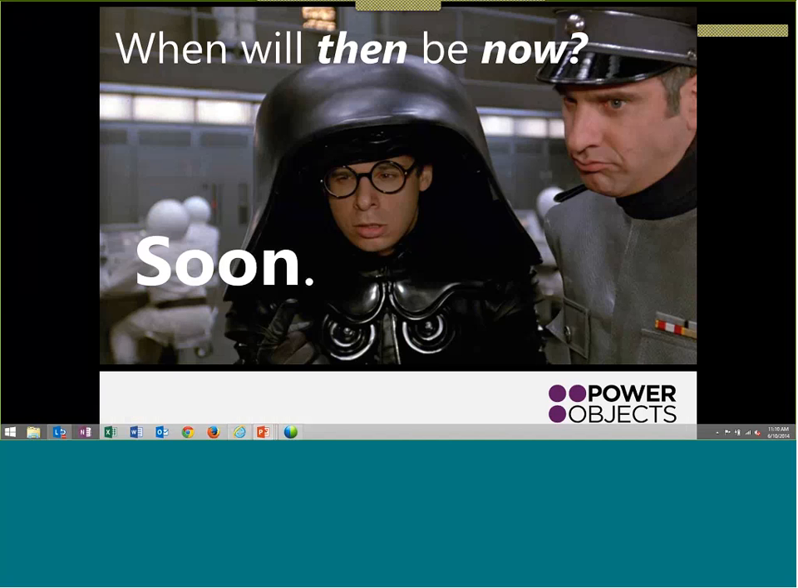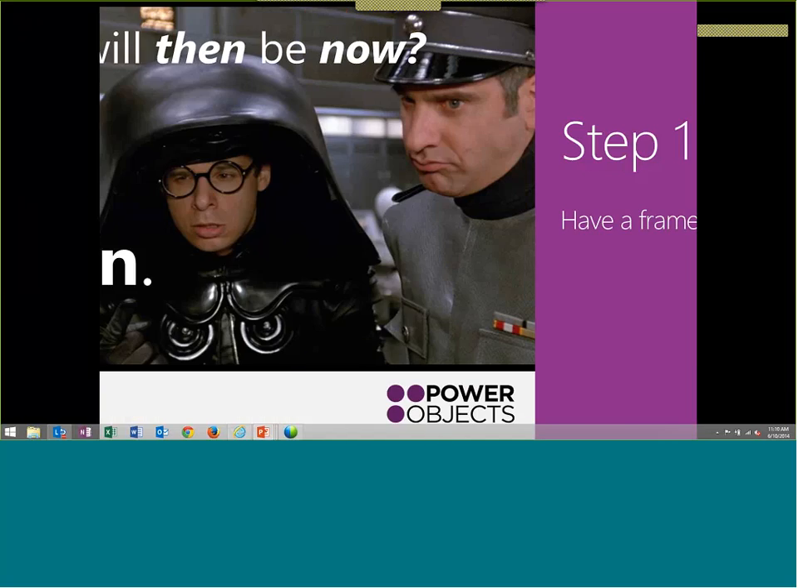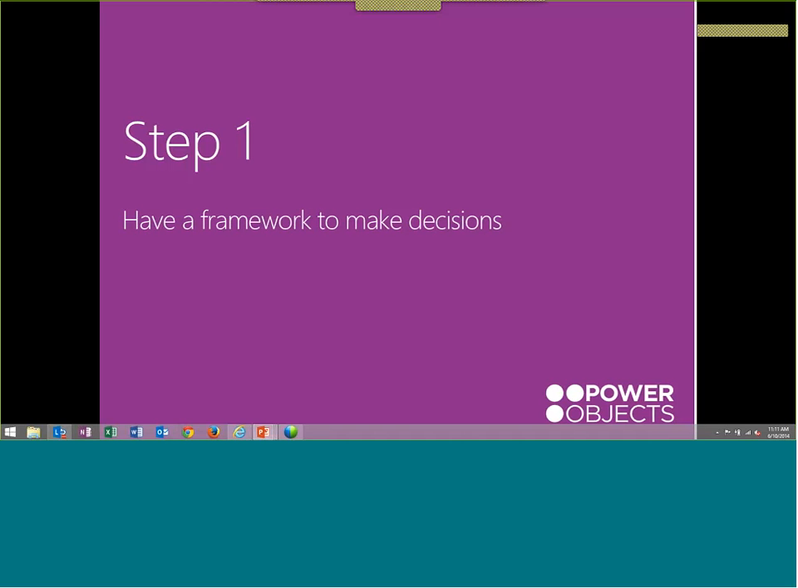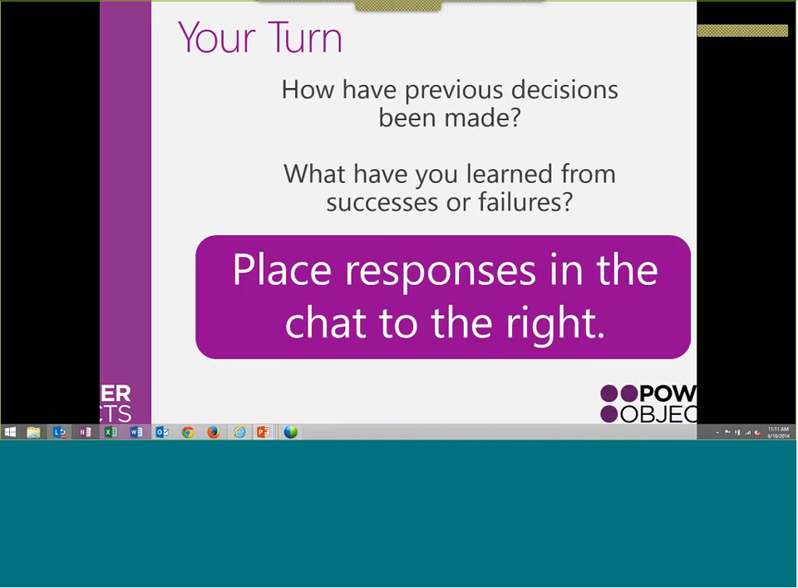So to start off with that framework, I want to toss it back to Gretchen so she can get us started on this framework. Sounds great, Nick. So we will be starting out here with step 1, having a framework for making decisions. And to start with, we're actually going to have you add in some of your experience with this discussion.